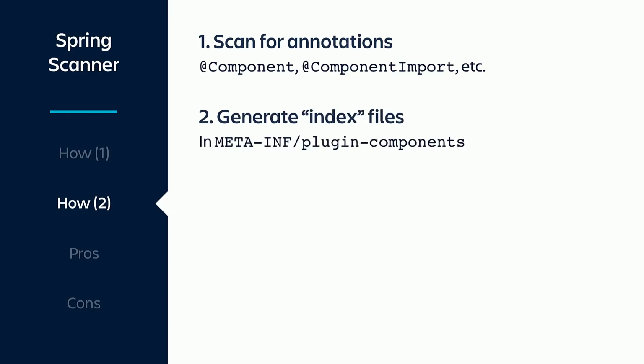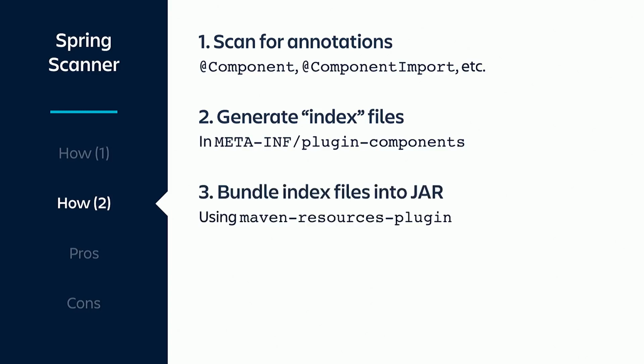So that scanning happens first, and then Spring Scanner writes what it finds into what are called index files. They are just plain text files, like a laundry list of class names, and sometimes there's a bean name appended to it. So that's a proprietary format that we generate into those files. Then during the packaging step, those files get bundled up into your jar file, and at runtime they'll be available in the plugin components folder.